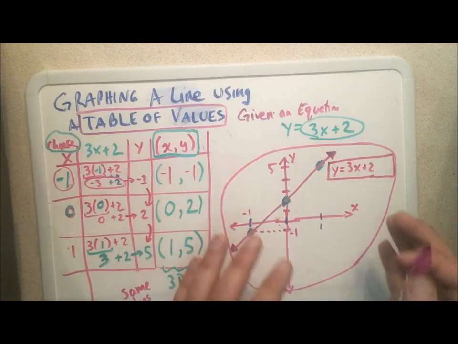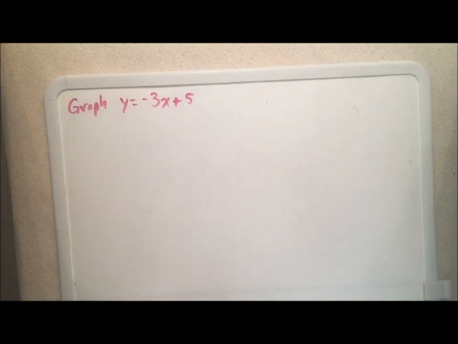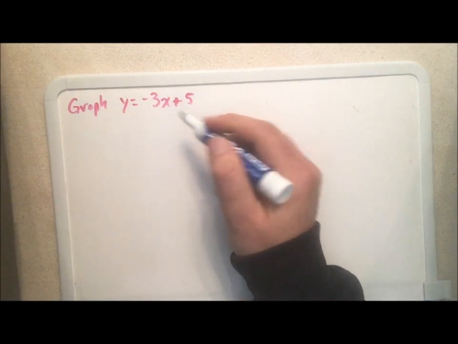You can look at it in one glance and kind of see everything. All right, so that's the first type of table of values question. I'm going to do 2 more just to show you how insane these things can really get. All right, this next question is going to be graph y equals negative 3x plus 5.